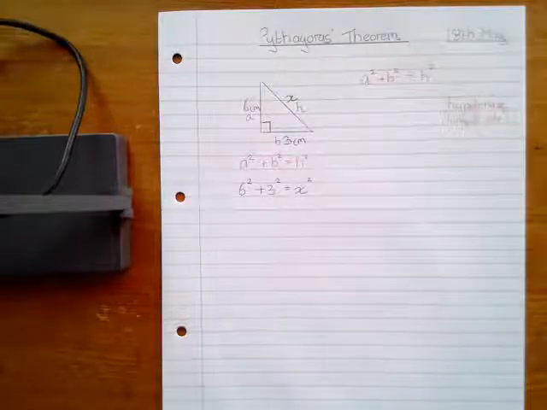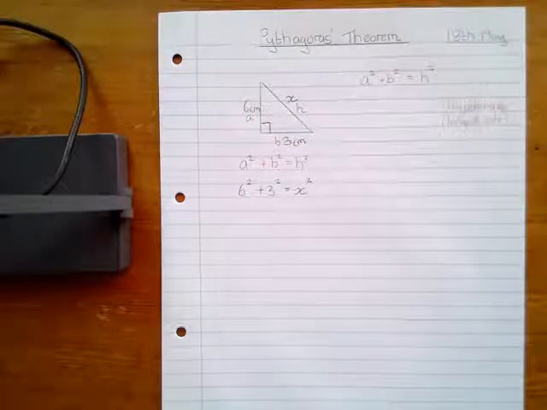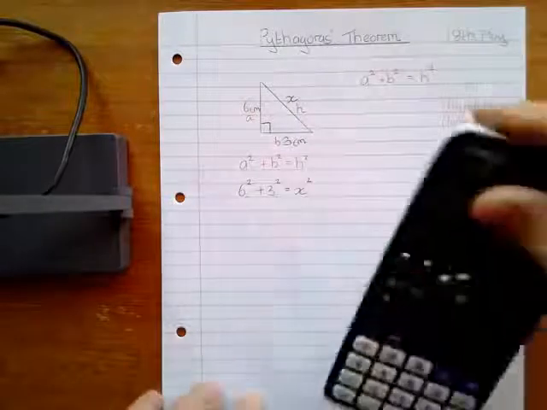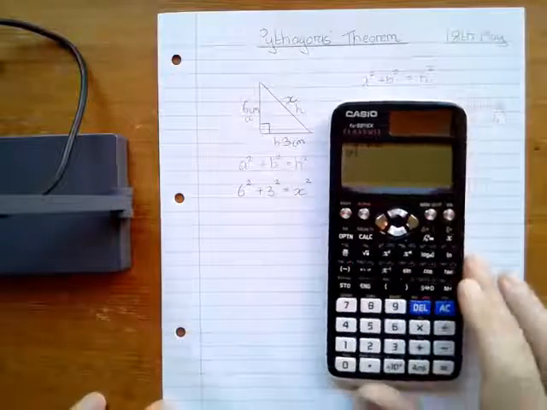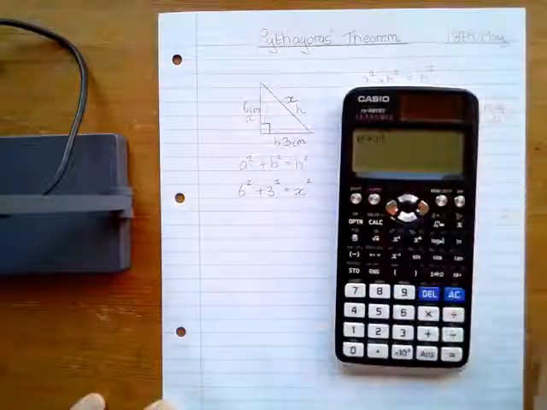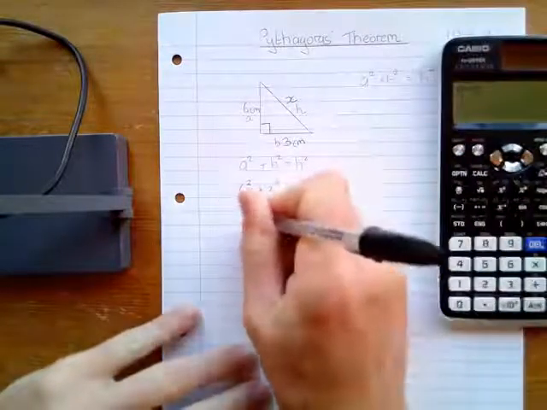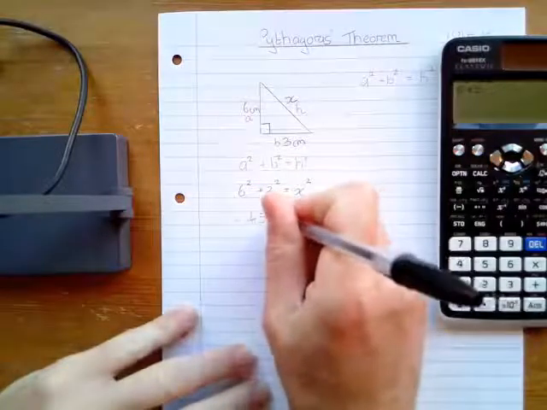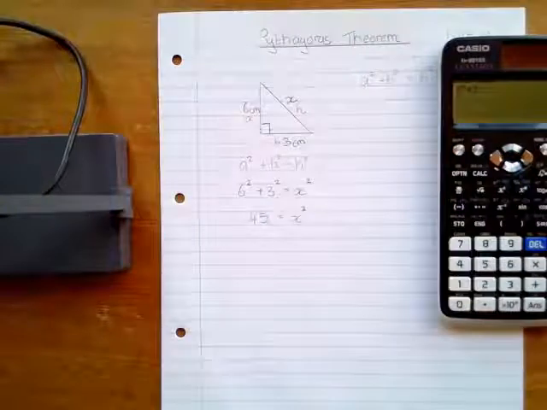Now this is where you might need your calculator, because you need to work out the value of the left-hand side. This one's not too bad, and you might be able to do it in your head. But I'll do it on a calculator just to show you. So 6 squared plus 3 squared. 6 times 6 plus 3 times 3 is 45. So the whole of the left side can be replaced with 45. And I get 45 equals x squared.